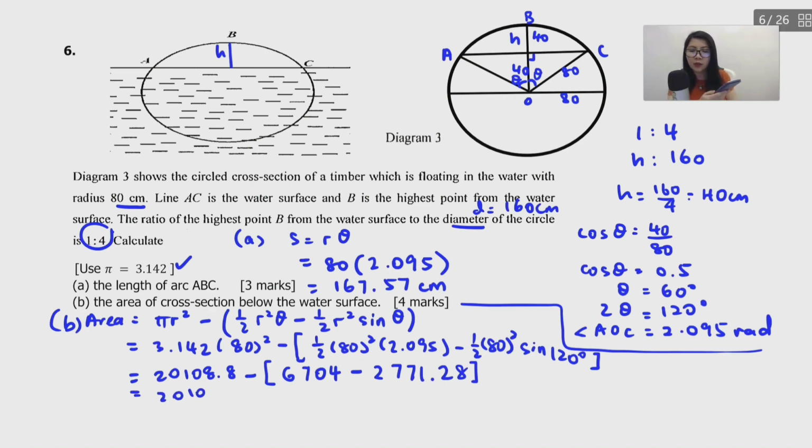So 20,108.8 minus 3932.72. Let's subtract. We get 16,176. So our answer is 16,176 cm square, because it's an area. So that's the answer.